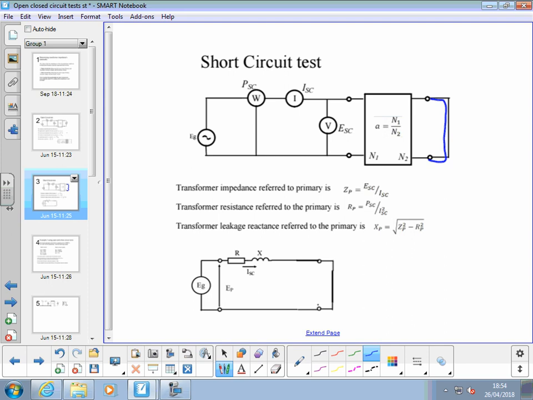Okay? What we then have is a model where all the loss impedances are combined together as one resistance and one inductance. So we can then use that, take this short out, add a load in, work out values, transfer them back to the secondary and model what that transformer is going to do for load on it. Okay? So that's a problem that uses that.